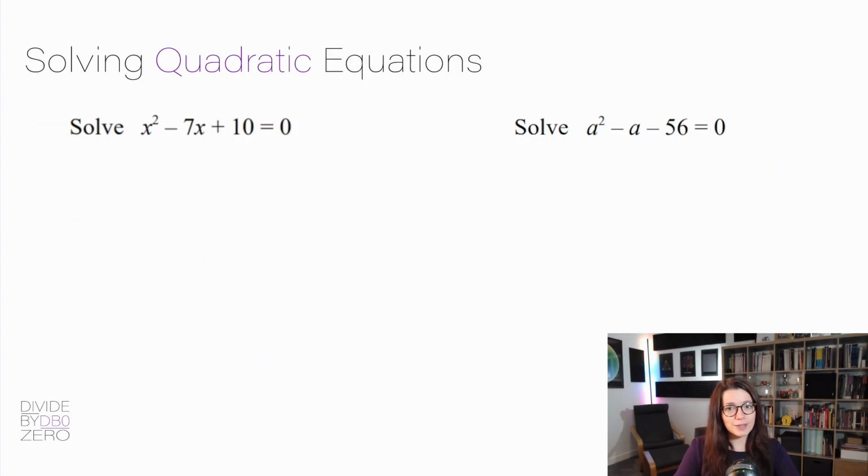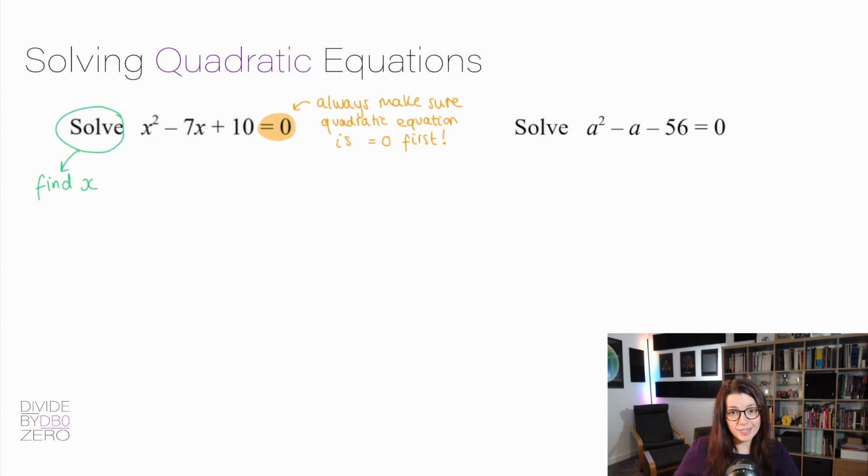Let's talk about solving quadratic equations now. So in algebra, that word solve means you need to find whatever letter it is that you're working with. In this case, x to begin with. To do this for a quadratic equation, you can factorise it first, just like we were doing before, and then solve it. Before you do your factorising, you need to make sure that the quadratic equation is equal to 0 first. That is really important.